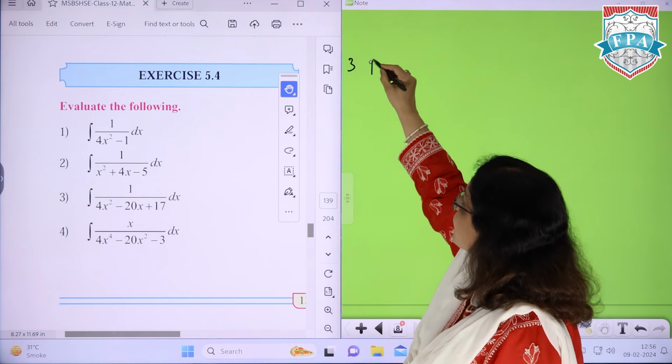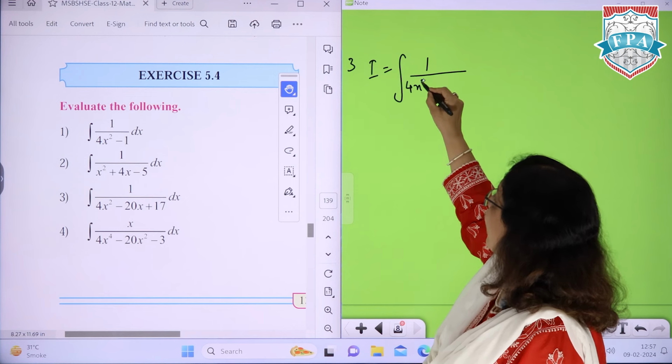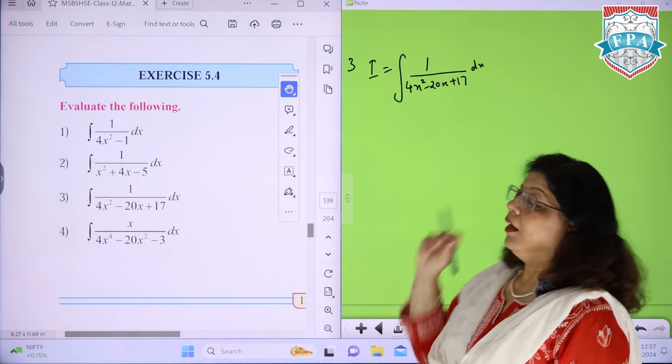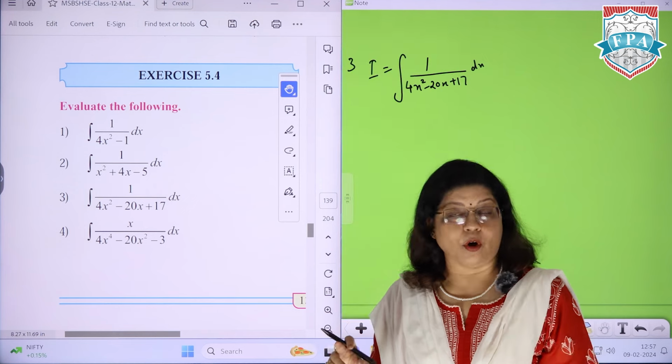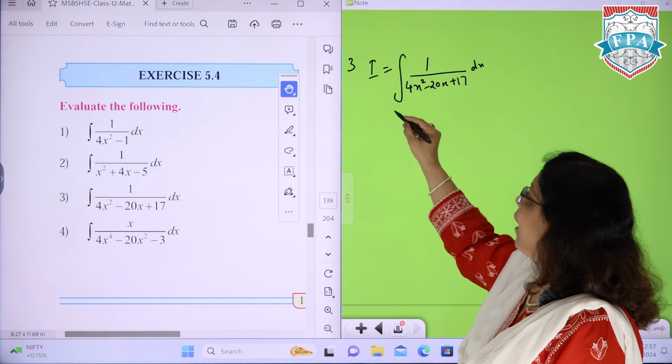The question states, you have to find the integral of 1 upon 4x square minus 20x plus 17 dx. Now this is not of the format which we want, so we will convert it to the format. So first we have to separate x square, so we have to bring this 4 out.